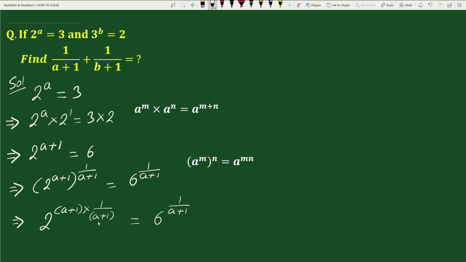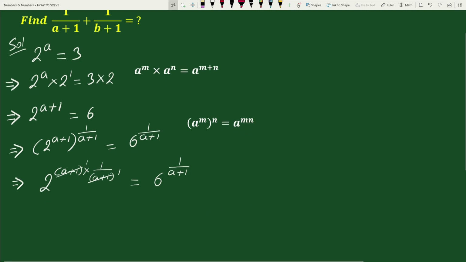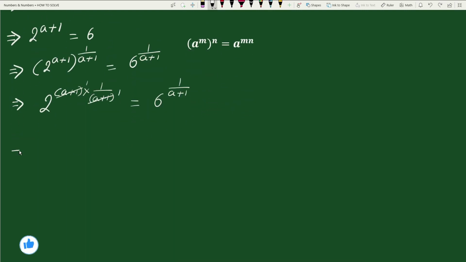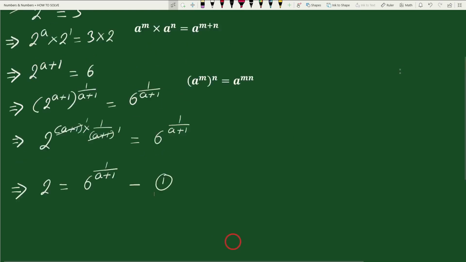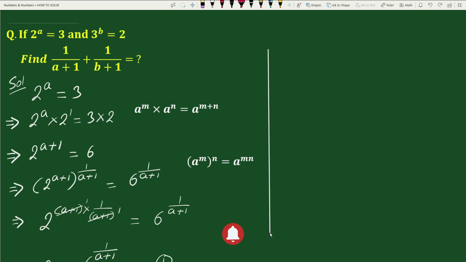Here and here, a+1 will be reduced by a+1 times, here also 1 times. This gives 2 equals 6 to the power 1/(a+1). Let's say this is equation 1. Similarly, 3 to the power b equals 2.